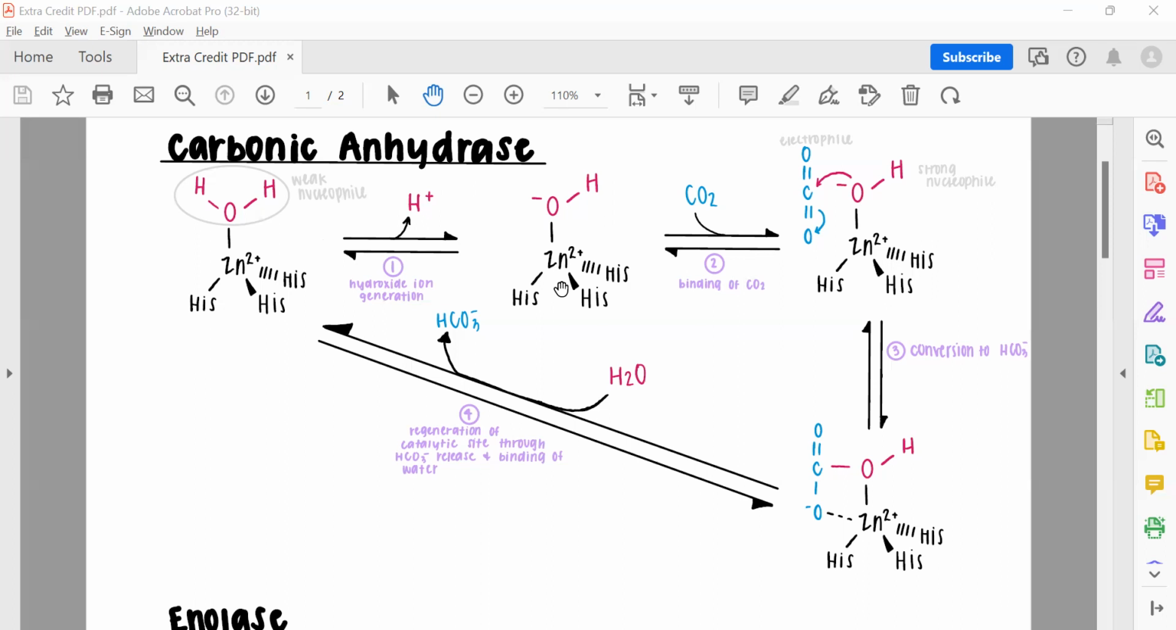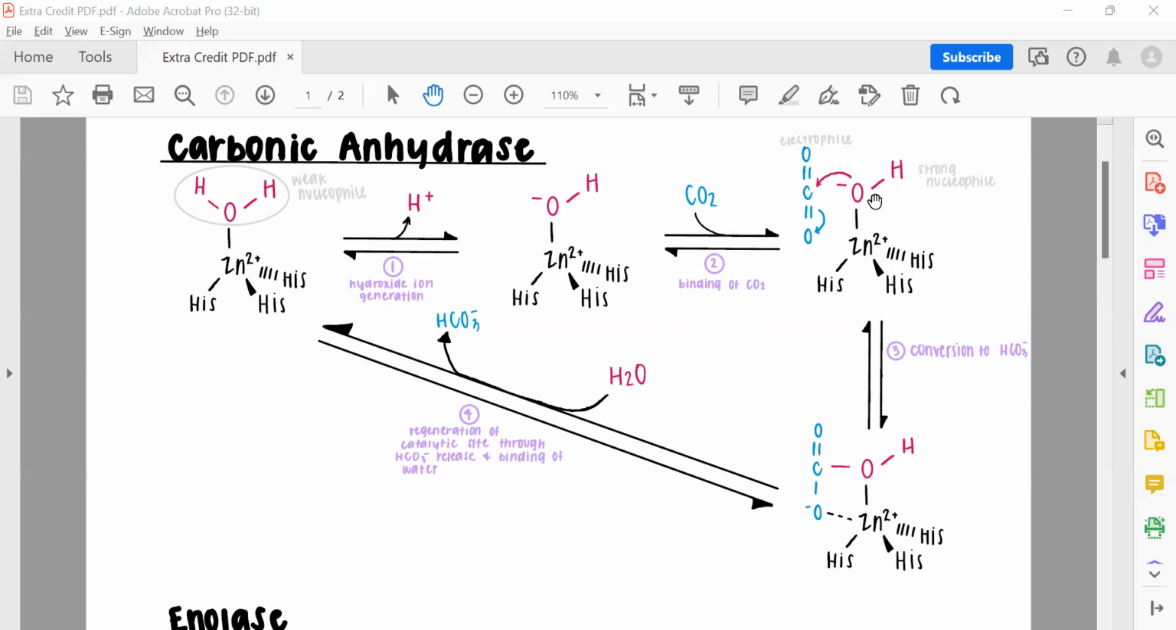So the next step is the binding of carbon dioxide to this active site here. So with this hydroxide ion formation, the water molecule that began as a weak nucleophile is now a strong nucleophile. And our carbon dioxide is an electrophile, so a good group for this nucleophile to attack.